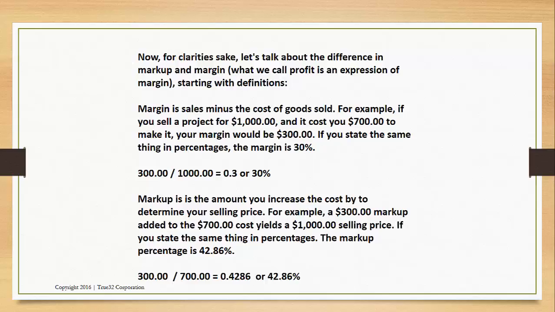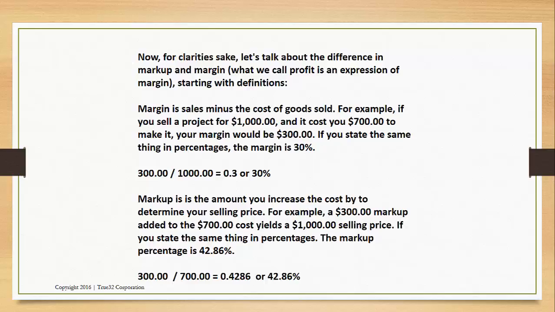Margin is sales minus the cost of goods sold. For example, if you sell a product for $1,000 and it cost you $700 to make it, your margin would be $300. If you state the same thing in percentages, the margin is 30%. So that's expressed like this: $300 divided by 1,000 equals 0.3 or 30%. Markup is the amount you increase the cost by to determine your selling price. For example, a $300 markup added to your $700 cost yields a $1,000 selling price.